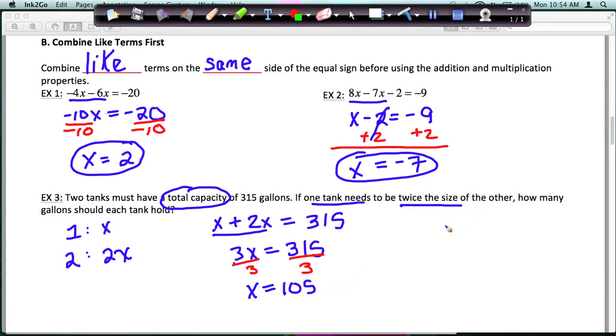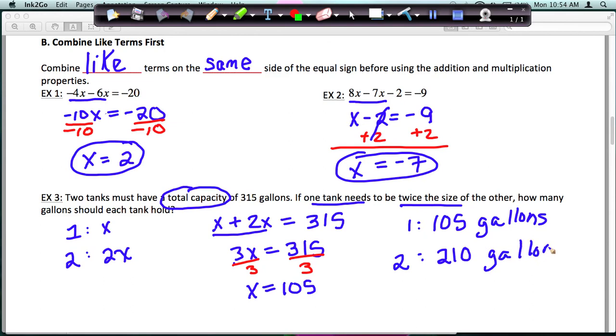Okay, so now I have to answer the question. It says, how many gallons should each tank hold? So the first one holds x gallons, so in our case that's 105. So it's 105 gallons for the first one. Make sure you include the units. Now the second tank holds double that, 2x. So I need to double 105 and you get 210 gallons.